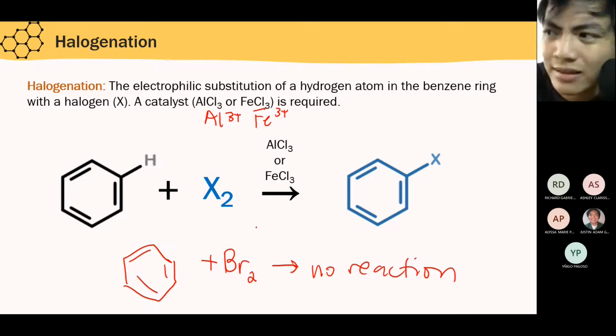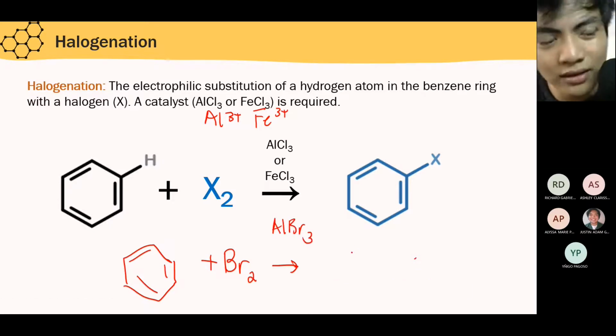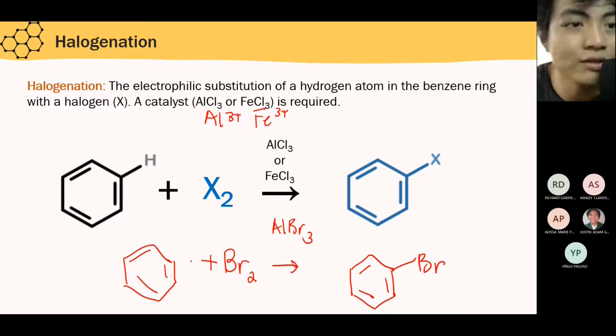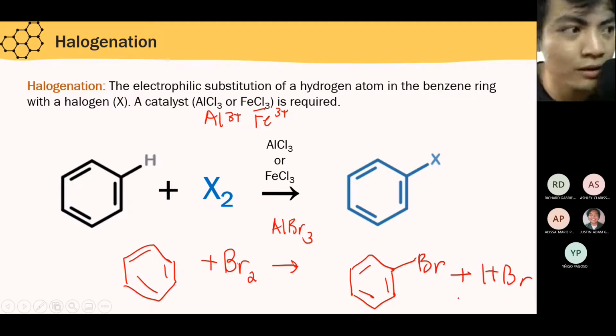But with the catalyst, let's say, aluminum bromide, okay, magkakaroon na ng reaction. And ano yung product mo? Ang product mo is a mono-substituted benzene. Isa lang sa mga halogen yung kakabit. Okay? And the byproduct will be your HBr. Okay? So, yun yung magiging produkto na.